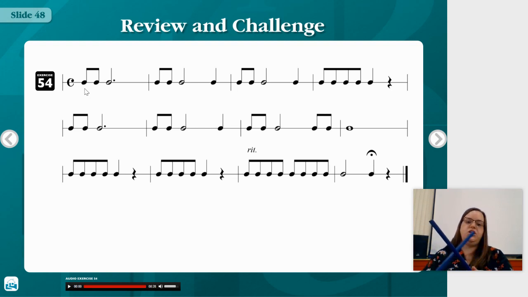Second line: TT3, TT2, ta, TT2, TT4, TT, ta, TT, ta, TT, ta. Okay, so that's the idea of that one. It's going to go quite a bit faster. It's going to go TT3, TT2, ta, TT2, ta, TT, ta. All right, I know you can do it. Ready? Here we go. 1, 2, ready, begin.